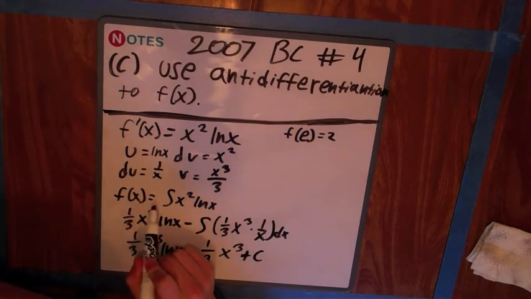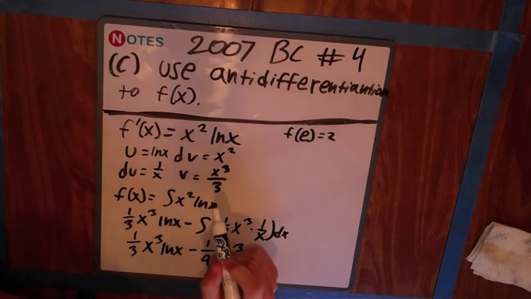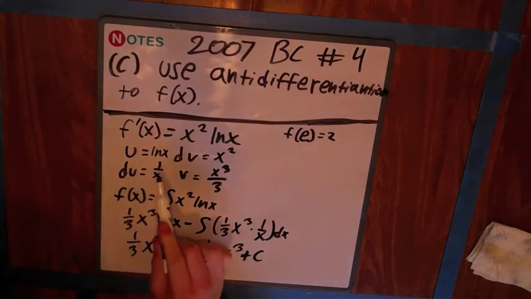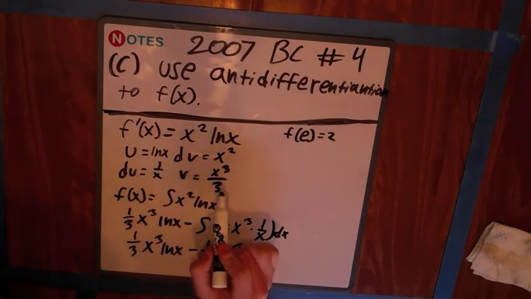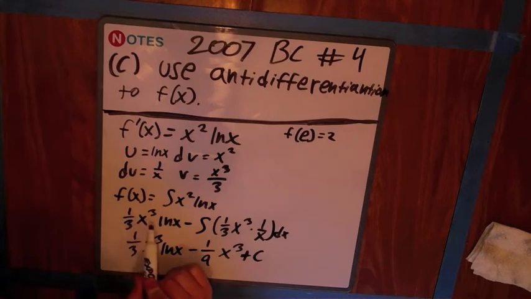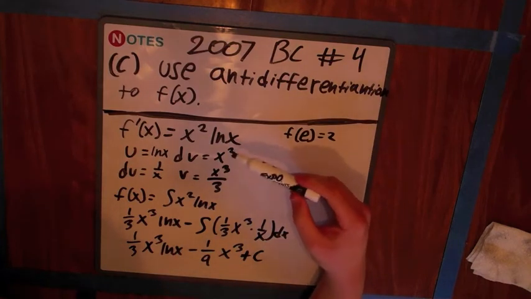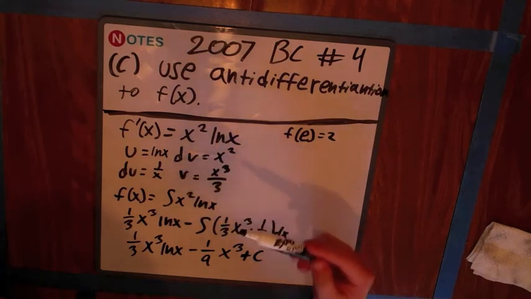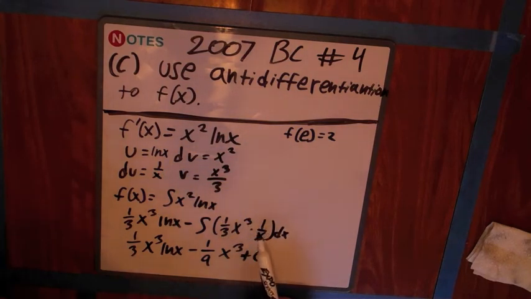Then, f of x equals the integral of x squared natural log x. Using what we have solved for here, we're going to plug into our equation, u times v: 1/3 x cubed times natural log x, minus the integral of v du, which is 1/3 x cubed times 1 over x. Then integrate this, and you'll get negative 1 over 9 x cubed plus c.